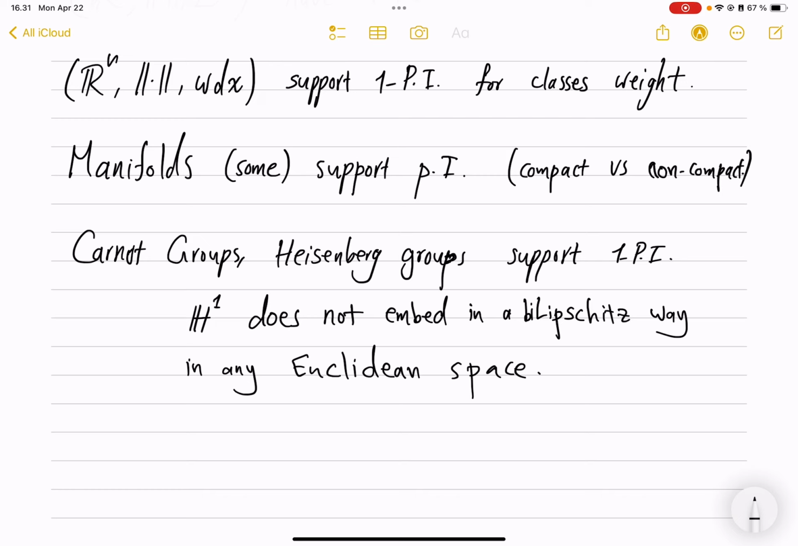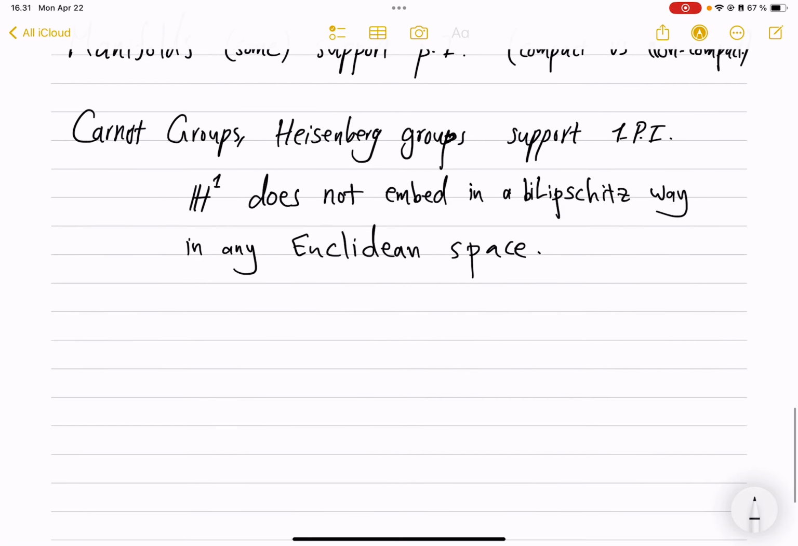At this point, even the metric is not comparable to Euclidean metrics. But still here we see that the Hausdorff dimension of H1 is 4, which is strictly bigger than its topological dimension, which is 3, as it is homeomorphic to R^3.